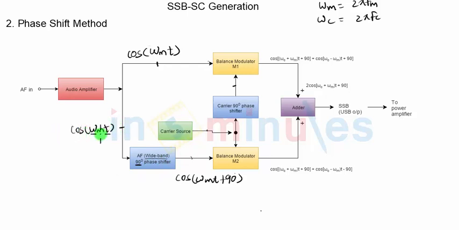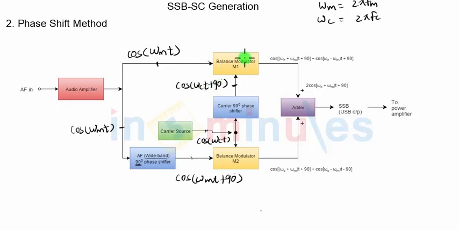Right now we have taken a single modulating frequency. The output of this block will be cos(ωm t + 90). Similarly, let me consider the carrier signal in the form of cos(ωc t). That's my carrier signal. It is 90-degree phase shifted and given to the first modulator, and hence the first modulator will take the carrier in the form cos(ωc t + 90).